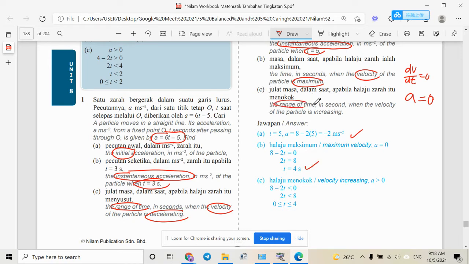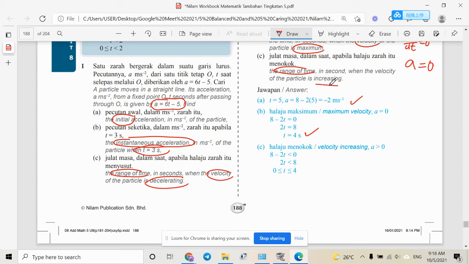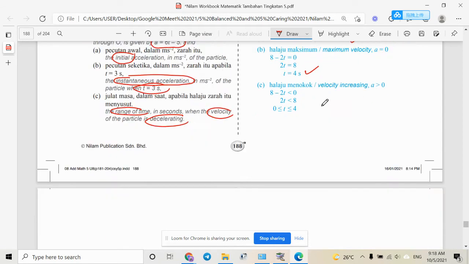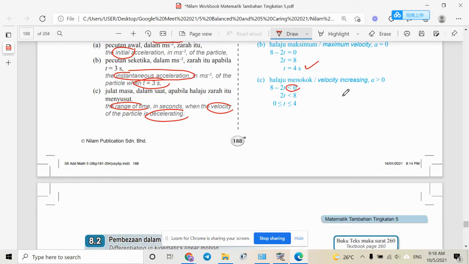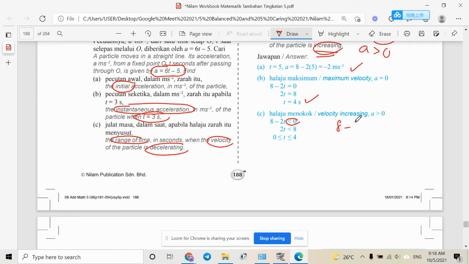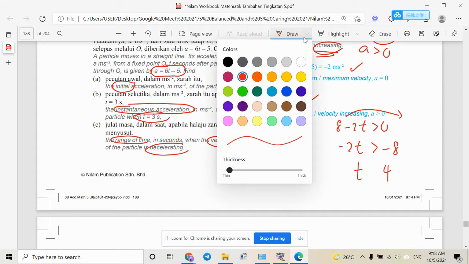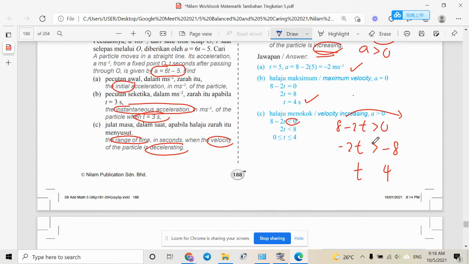Question C, find the range of time when the velocity is increasing. Remember, velocity increasing, a should be greater than 0. So this one was a careless typing mistake. So 2 minus 2t is greater than 0, meaning that minus 2t is greater than negative 2, bringing it to the right hand side. So t, divide by negative 2, so it becomes 4. Remember, when you divide by a negative number, the sign will change. So it becomes t less than 4.